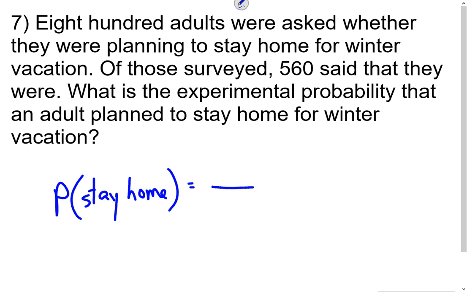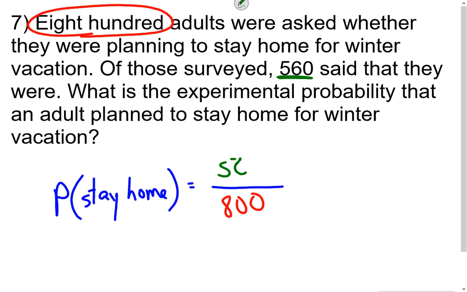Again, probability. Your successful outcomes over your total outcomes. Total outcomes, I look up here and go, well, 800 adults were asked this question, so 800 is our total. Then we have to find what we're looking for, the probability that it stays home. So now we need that number that represents the number of people that are going to stay home. Right here, we had our 560 said they were going to stay home. So 560 goes into our numerator.